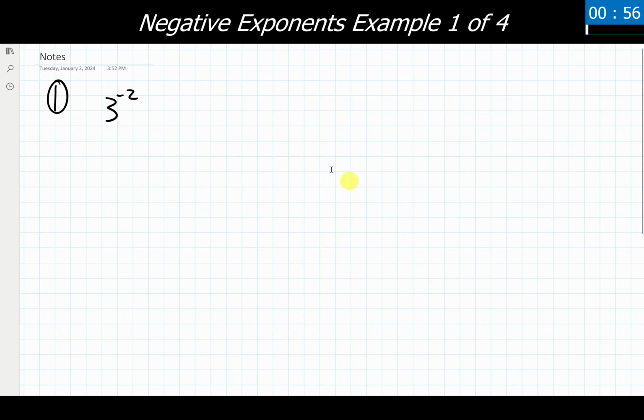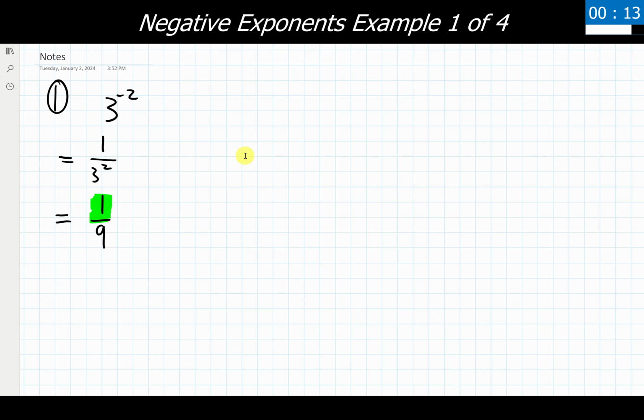For our first example, we are given 3 to the negative second power. My recommendation, if you have something like this and you know that you want to apply the negative exponent property, is to apply that negative first and then apply the number after that. So this negative sign is going to flip where this base is in the fraction. This is going to get rewritten to be 1 over 3 to the second power. Now that the negative exponent is gone, I can just work with 3 to the second power, which is going to give me 1 over 9 as my final answer.